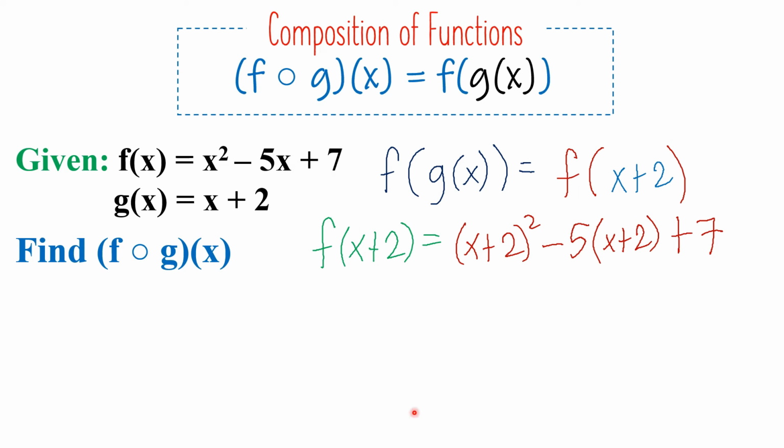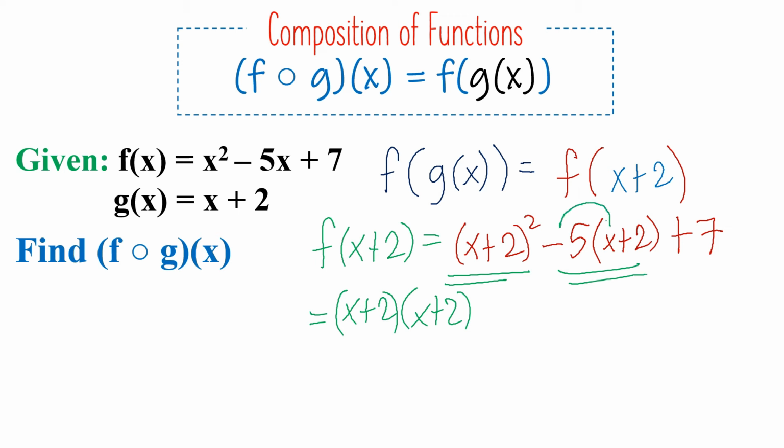Now, let us solve. So, dito tayo magsimula sa first term. So, this x plus 2 square is the same with x plus 2 times x plus 2. Then, pwede na nating i-distribute tong negative 5. Negative 5 times x, that's negative 5x. Then, negative 5 times 2, dapat sa parehas na term inside the parentheses. So, negative 5 times 2, that's negative 10. Then, copy lang natin yung constant sa dulo, plus 7.